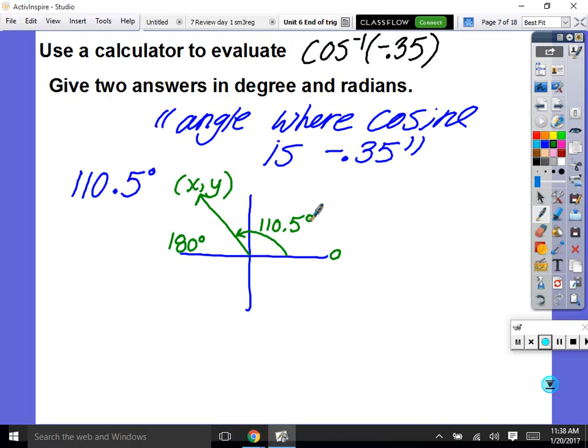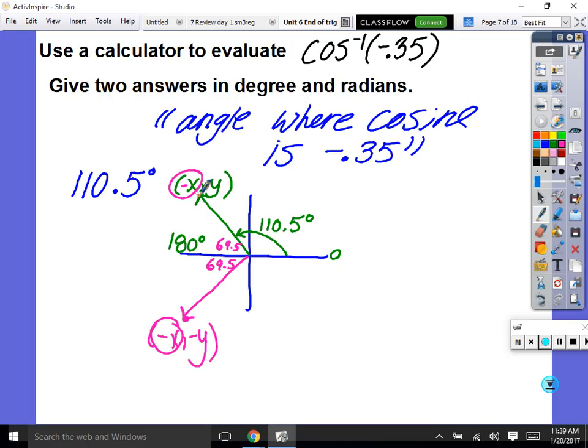Now, also, it says give two answers. Well, that's because, oh, this is negative x, y, right? Cosine is x, right? Won't a point down here also be the same negative x, negative y? Right? So won't that have the same cosine value? So let's figure out what that is. So 180 minus 110.5, right? Yeah. So this is 69.5. So this is down 69.5. Won't that put us in the same spot as this XY point, right?